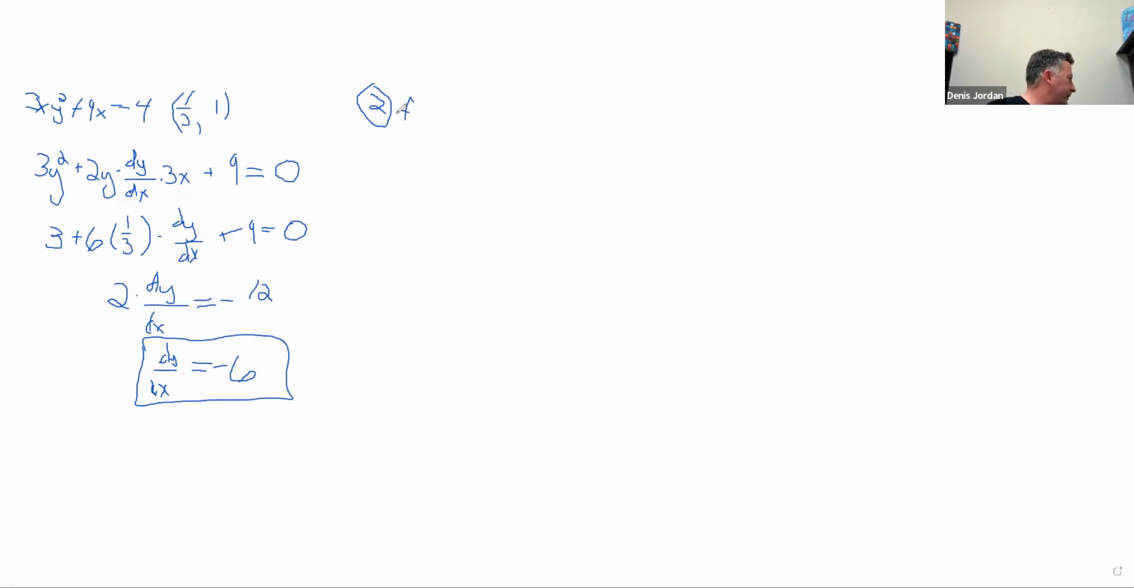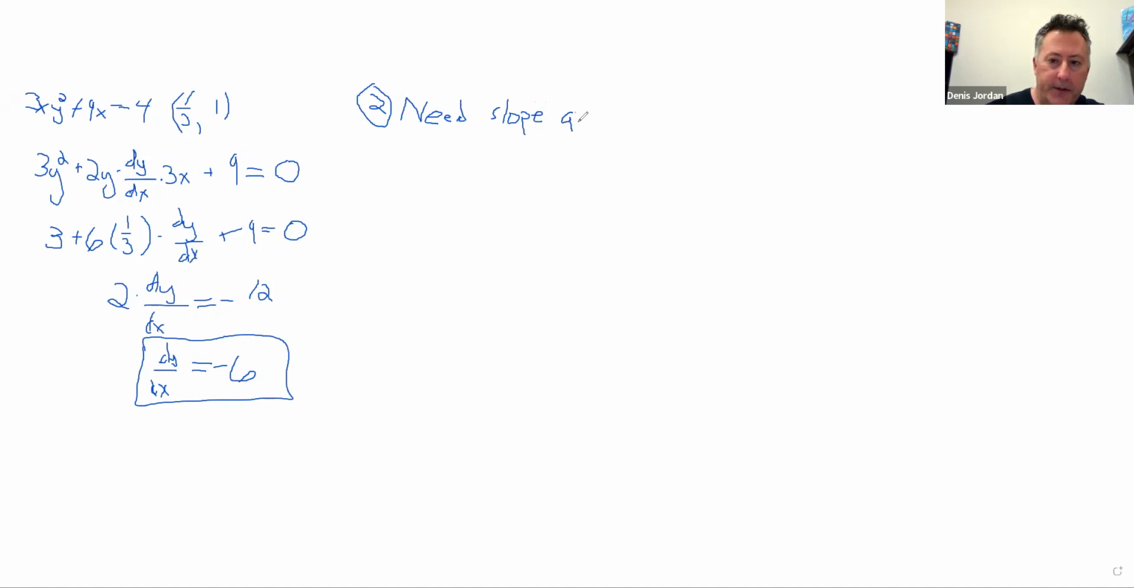Okay, so we need the derivative, because when you find the equation of a tangent line, let me back up. When you find the equation of any line, you need two things. So what two things do you need to get the equation of a line? I think you need a slope, right? Yeah, you need the slope.